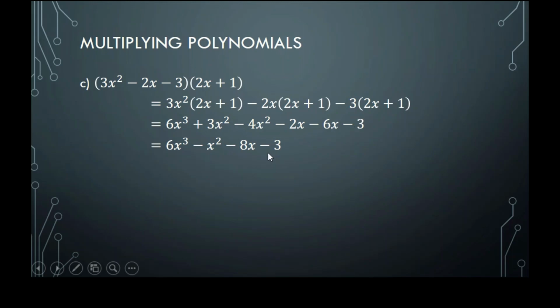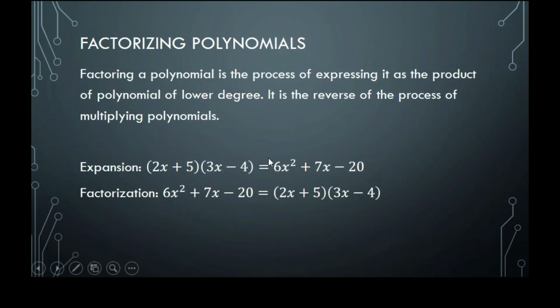Right? Now next, we are going to talk about factorization of polynomials. As we can see here, this is the so-called expansion. This is the question we did earlier. When we multiply these two, we get this one. So factorization is the reverse process of this. We are going to resolve the 6x squared plus 7x minus 20 into two factors. This is called factorization.